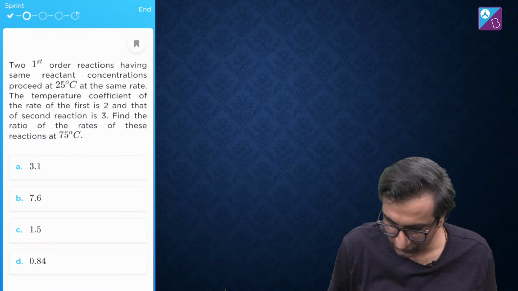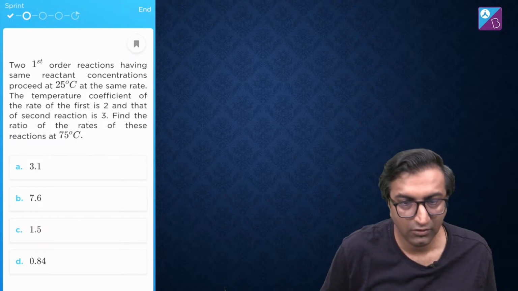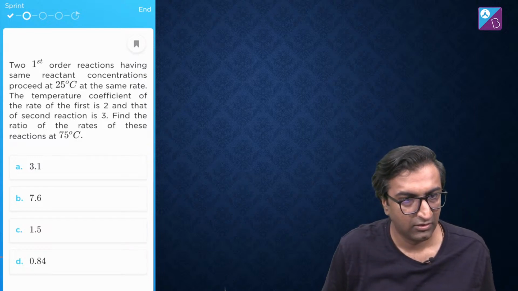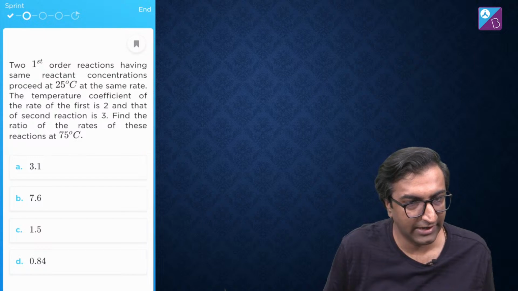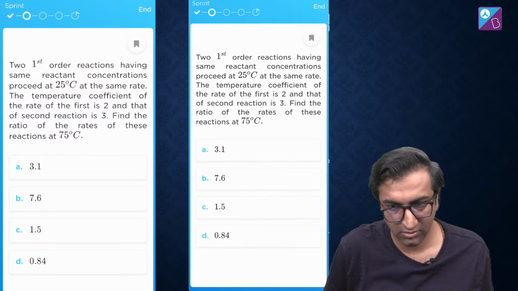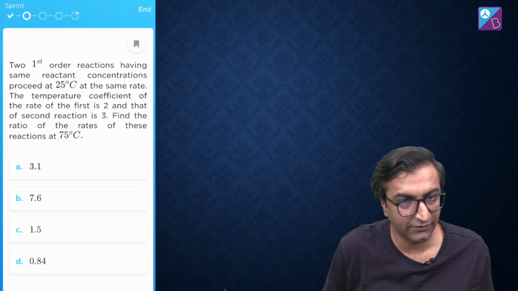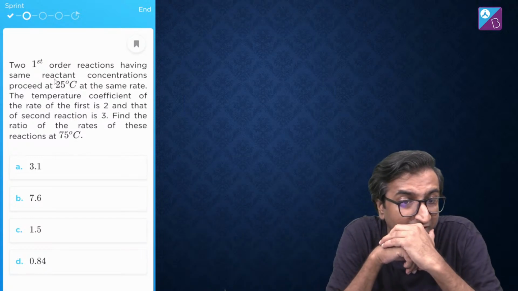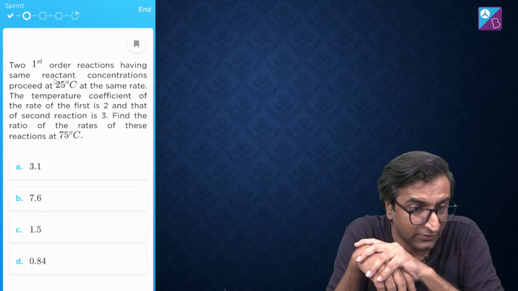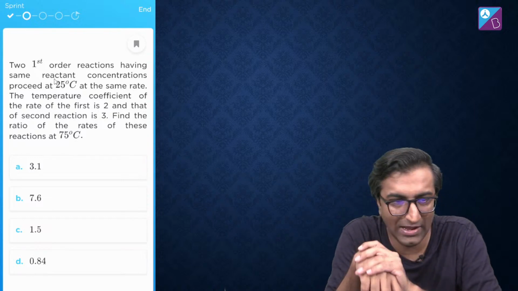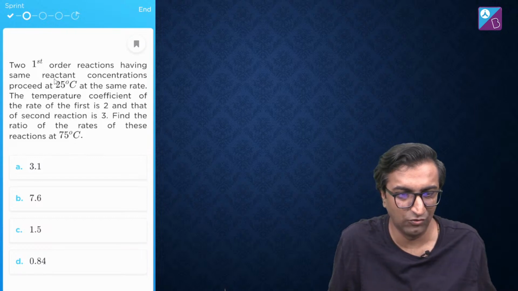All right, next question. Two first order reactions. Where did it go? Two first order reactions. All right, cool. Two first order reactions having same reactant concentration, produce same rate at 25 degrees. Temperature coefficient of rate: first is 2, third is 3. Find the ratio of rates of these reactions. Wow. Interesting. How do we do this?